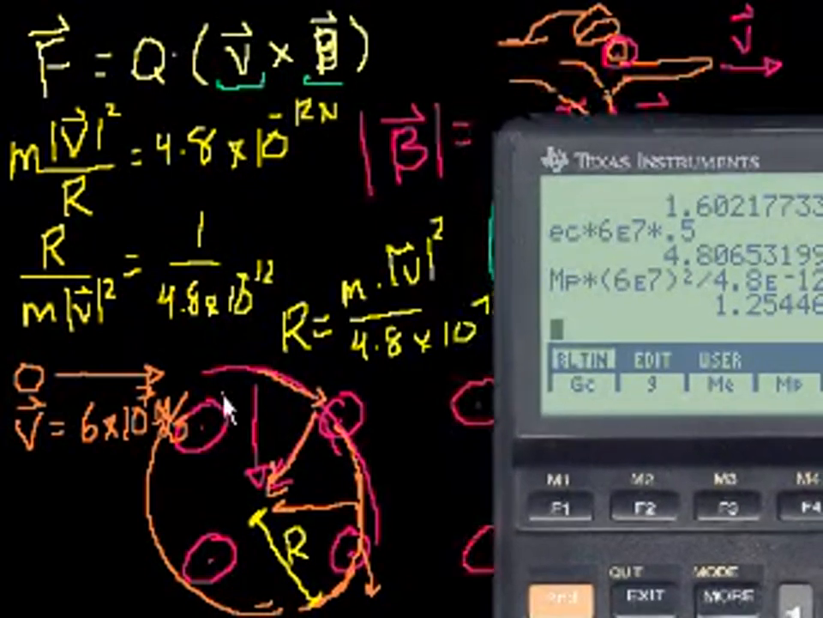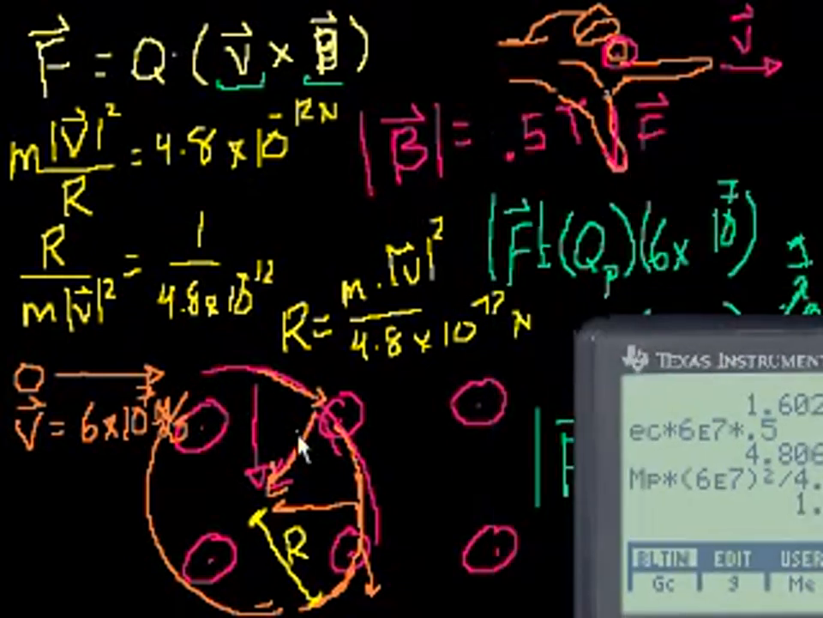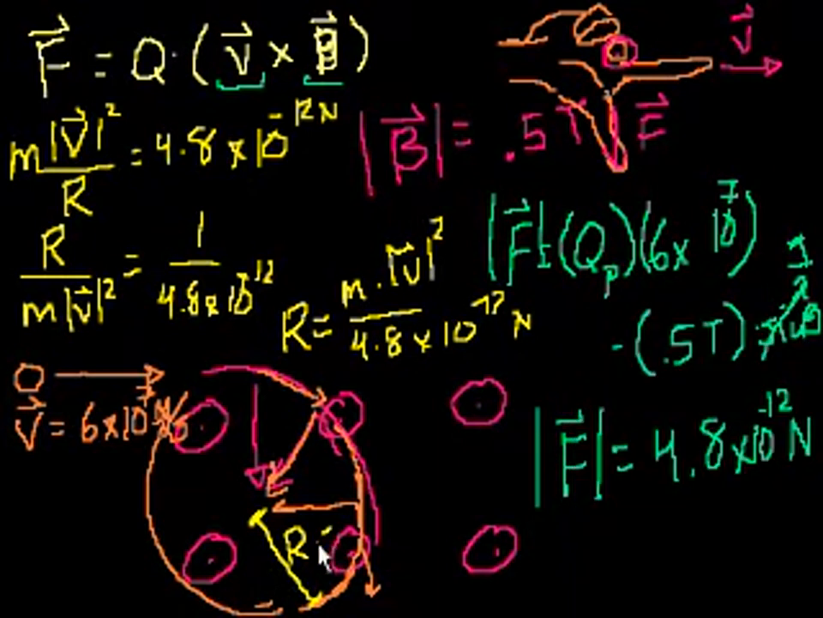So if you have a proton going in this direction at 1/5 the speed of light through a, what did I say it was? It was a 0.5 Tesla magnetic field where the vectors are pointing out of the video. We have just shown that this proton will go in a circle of radius 1.25 meters, which is neat because it's a number that I can actually visualize.